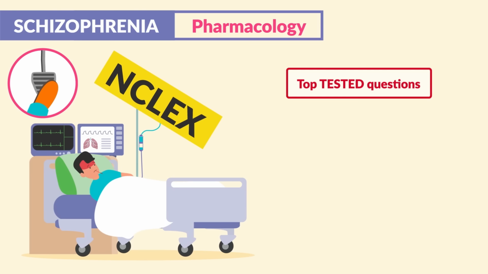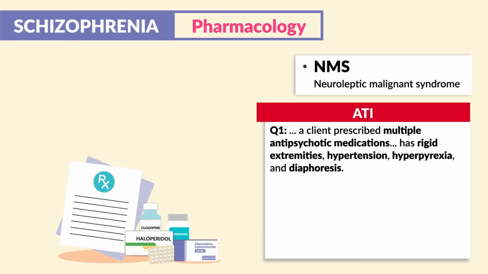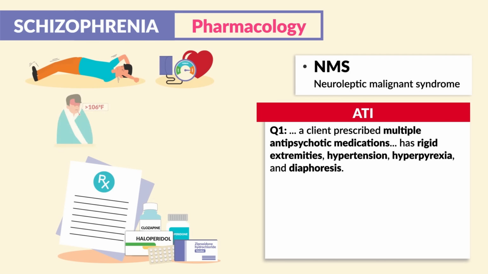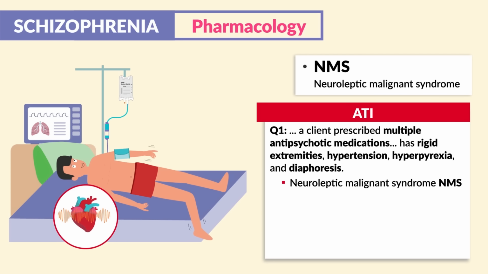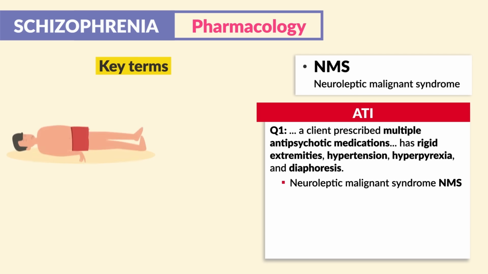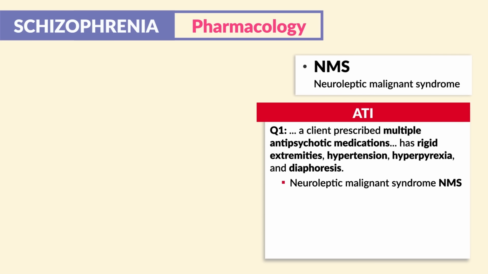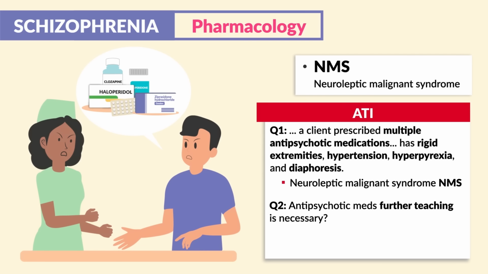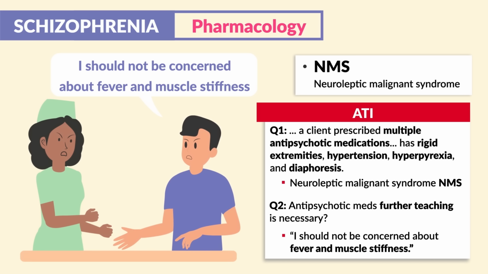Here are some top tested questions on NMS, neuroleptic malignant syndrome. ATI mentions a client prescribed multiple antipsychotic medications has rigid extremities, key term, hypertension, another big key term, hyperpyrexia, and diaphoresis. Neuroleptic malignant syndrome, that NMS. So once again, the key terms are rigid extremities or hyperreflexia and hypertension. And another question, antipsychotic medications, further teaching is necessary. I should not be concerned about a fever or muscle stiffness. No, you should definitely be concerned on antipsychotics.